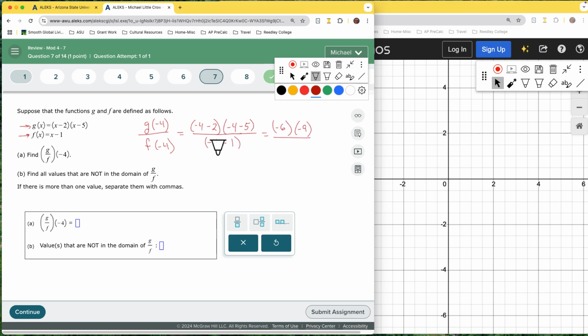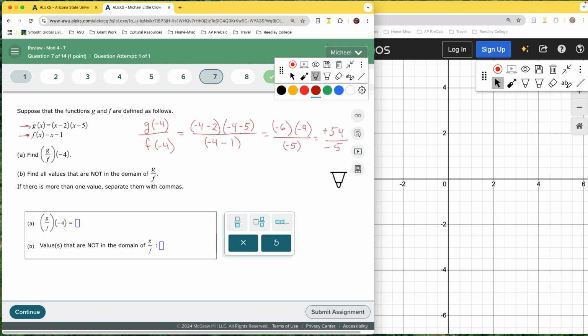The denominators are both negative, so we're adding them. 4 plus 1 is 5, and it's negative because they're both negative. Negative times a negative in the top gives us a positive. 6 times 9 is 54, divided by -5. Our end answer is going to be negative.